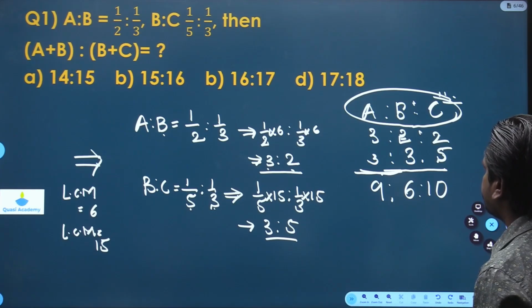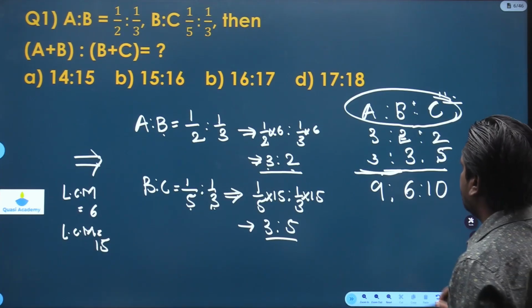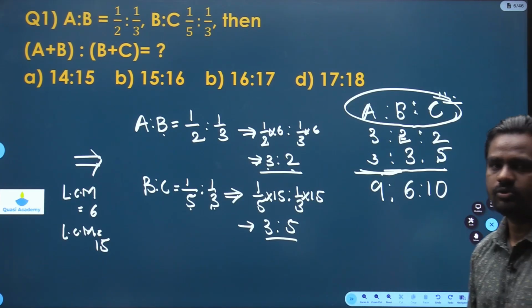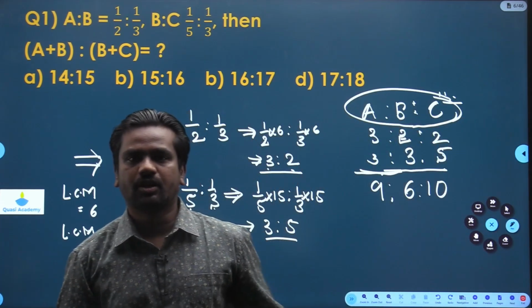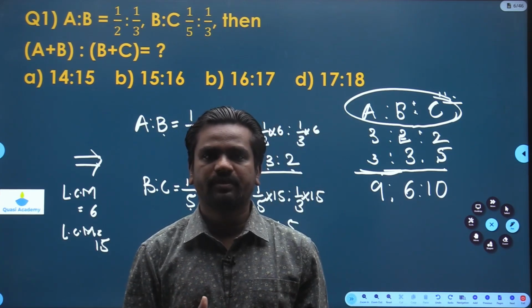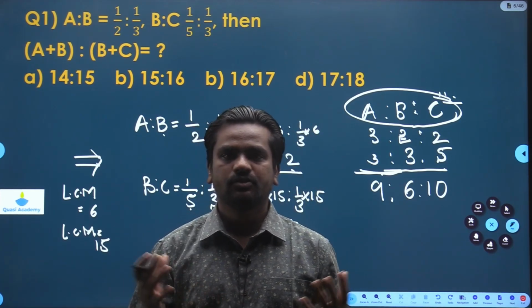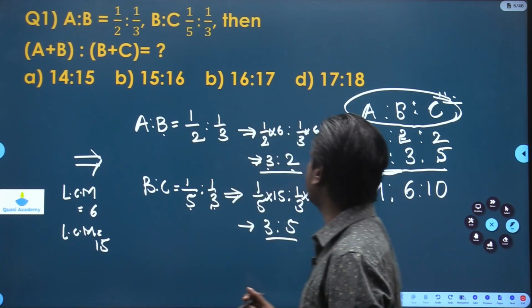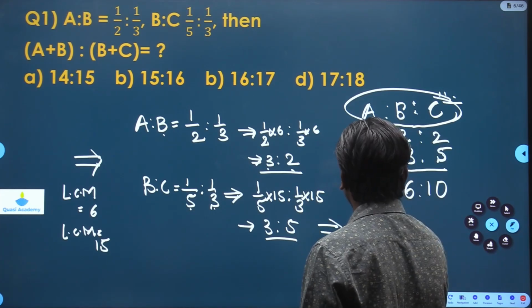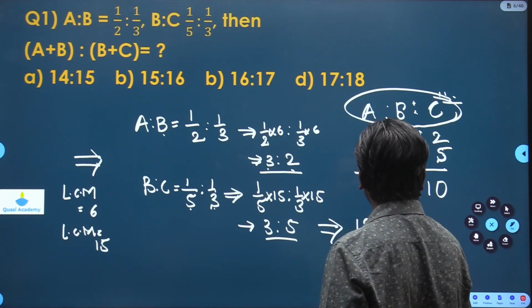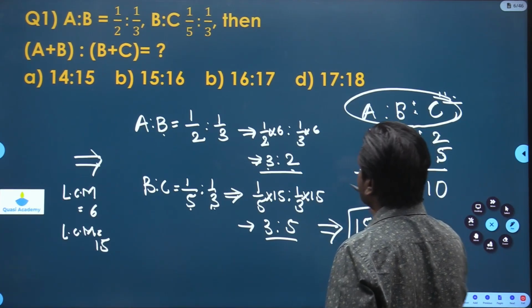Now what they are asking is A plus B. Now these three quantities are in proportion, and we have found the ratio between A, B and C. So these units are in proper ratio. So now A plus B is 15 is to B plus C 16. Fine, so this is the answer.